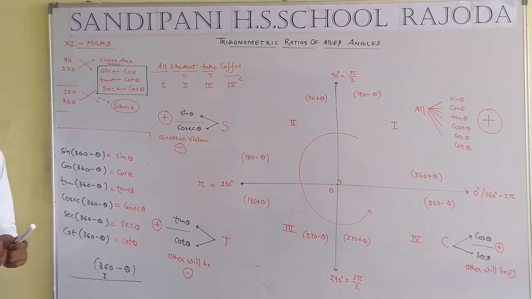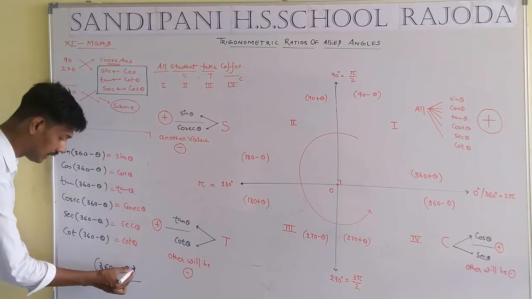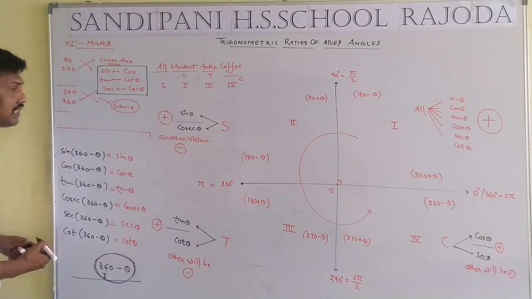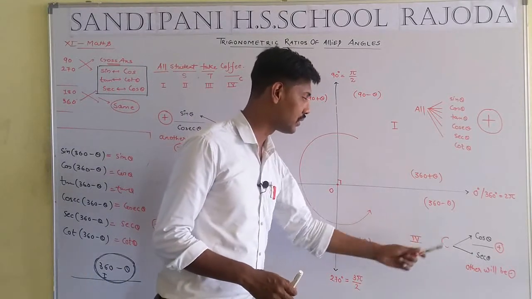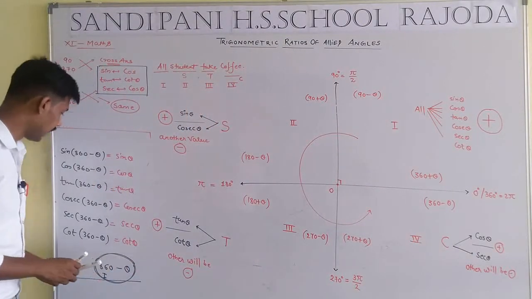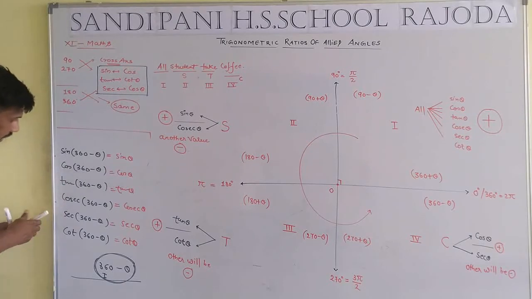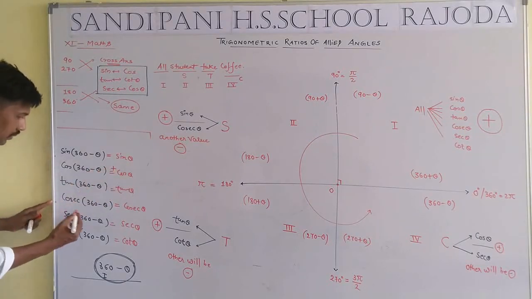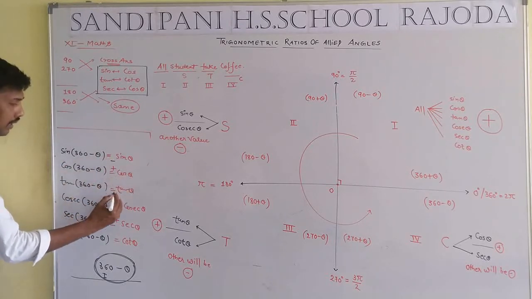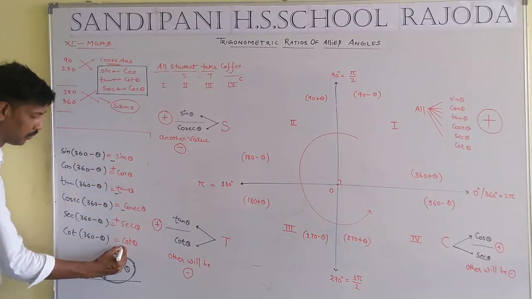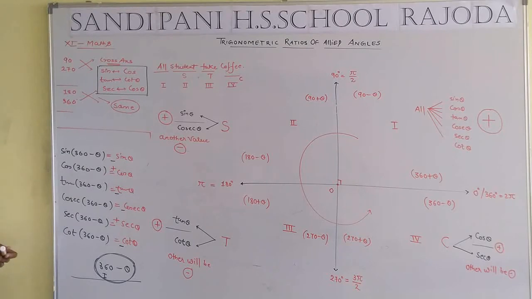Now time for sign. 360 minus theta belongs to the fourth part. The message: the answers of cos and sec will be positive. Other answers will be negative. I hope you understand 360 minus theta.